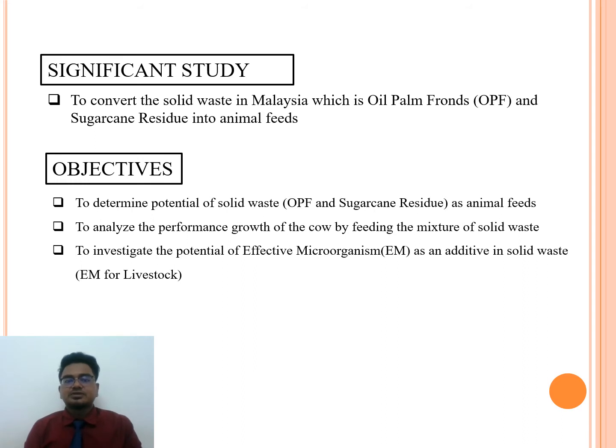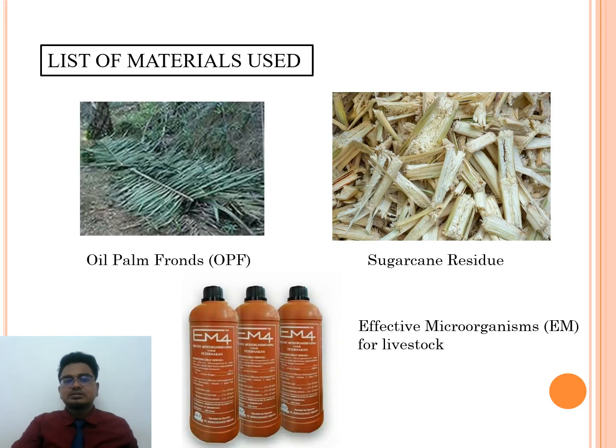There are several objectives to be achieved in this study. The first one is to determine the potential of solid waste, which is oil palm fronds and sugarcane residue, as animal feeds. The second one is to analyze the performance growth of the cow by feeding the mixture of the solid waste. And the last one is to investigate the potential of effective microorganisms as an additive in solid waste. This is the list of materials used in this study: oil palm fronds, sugarcane residue, and also effective microorganism that is used for livestock.